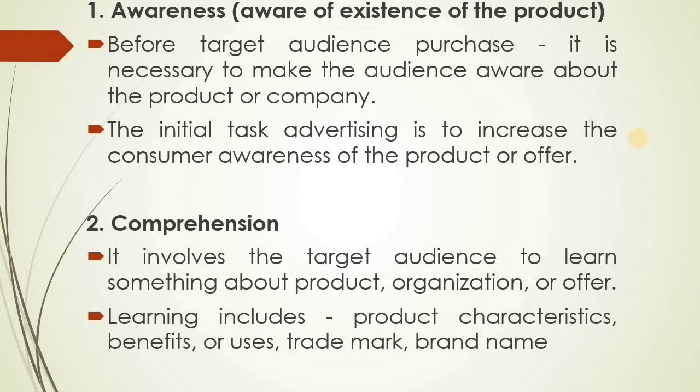Then the second one is comprehension. Comprehension, in the sense, involves the target audience learning something about the product, organization or offer. If people do not know about the product, the organization or what offer is available, then definitely it is very difficult for them to make a purchase decision. So they should know about the product. Learning includes product characteristics, in the sense, what the different characteristics of the product are, how the product is different, what the various benefits from the product are, and what special benefits I get apart from that product or its uses, then the trademark, and also the brand name.